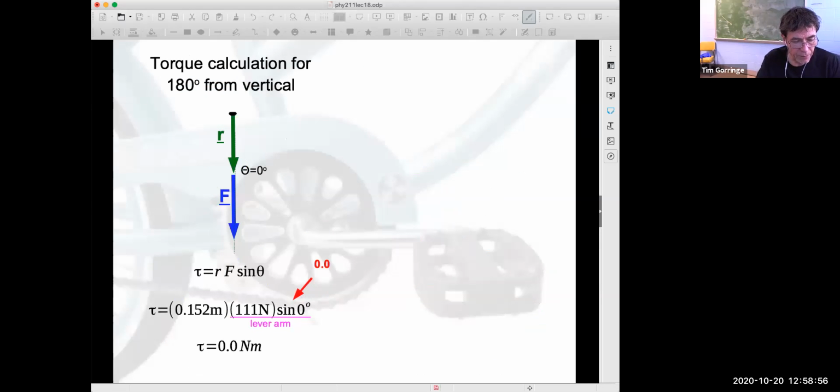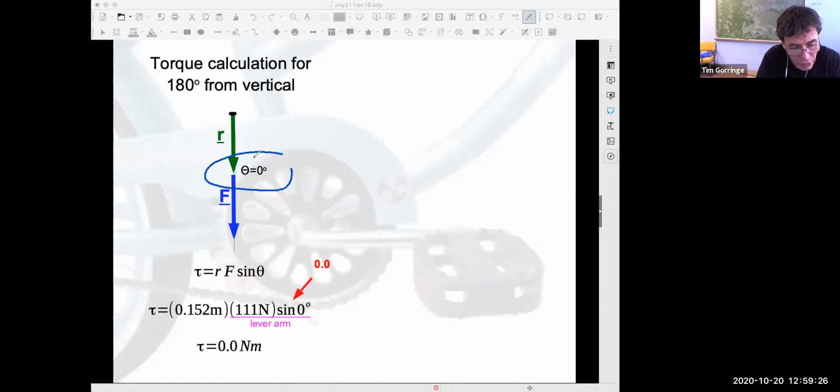Here's the calculation for the last case, which was when the force is exerted at 180 degrees to the vertical. So this force is downwards now. That's this pedal is downwards now. That's 180 degrees to the vertical. And in that geometry, the angle between the displacement vector R and the force vector F is now 0 degrees.